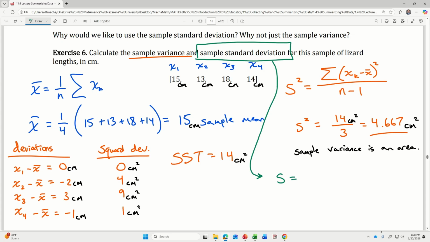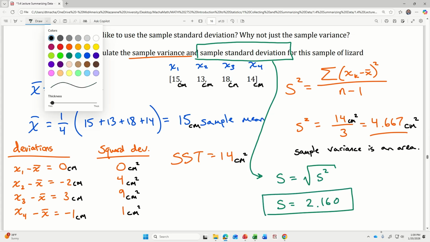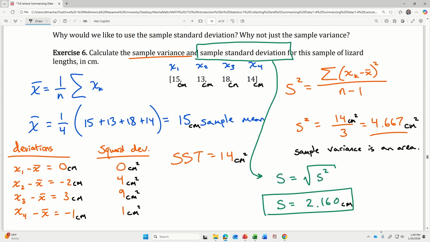When I take the square root of the variance, we need the square root of 4.667. That's 2.160, rounded to 4 sig figs. And this is in centimeters, because we just took the square root of an area, and so that gives me a length again.